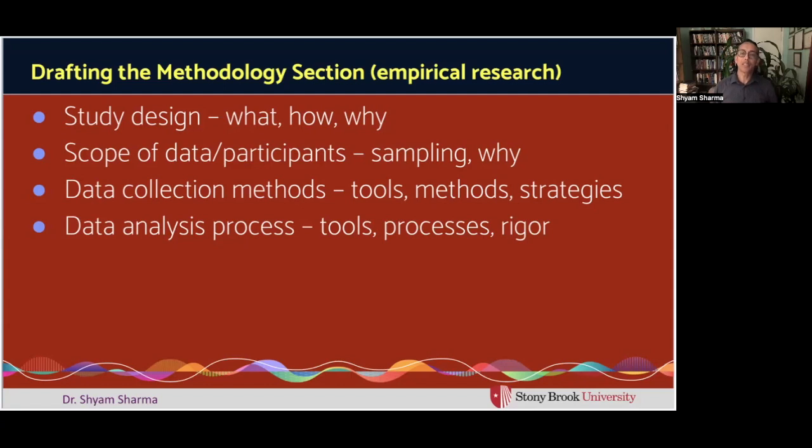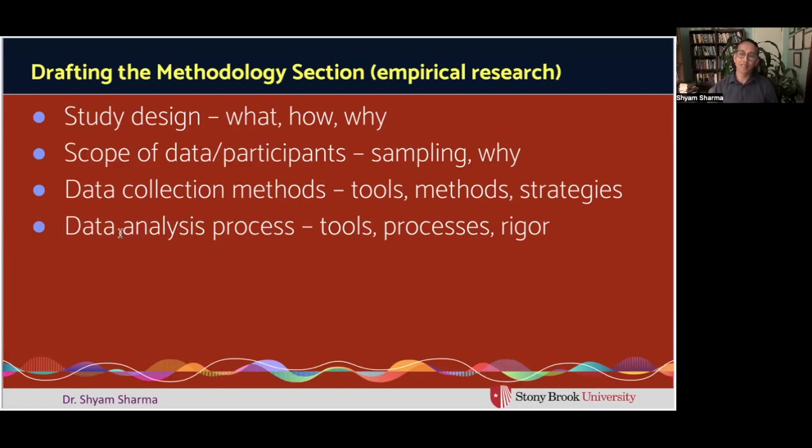The next one would be data collection methods. Not only the scope, but the methods, as I was saying earlier, that may include tools or methods or strategies, techniques, conventions. Unpack that. What did you use for conducting the study?